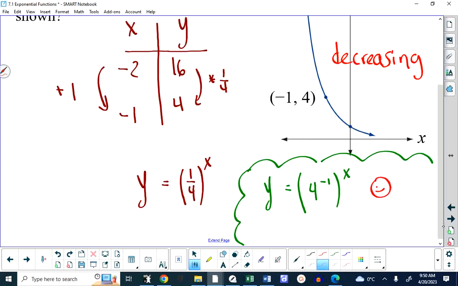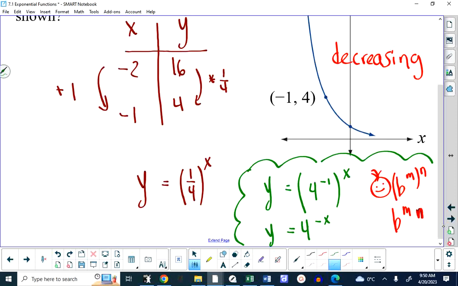when you have a base, I'll use b, raised to an exponent, and the whole thing is raised to an exponent, you multiply the exponents, right? If I have x squared cubed, I get x to the 6. So this will be a big part in this unit. I can rewrite this now as y equals 4 to the -x.